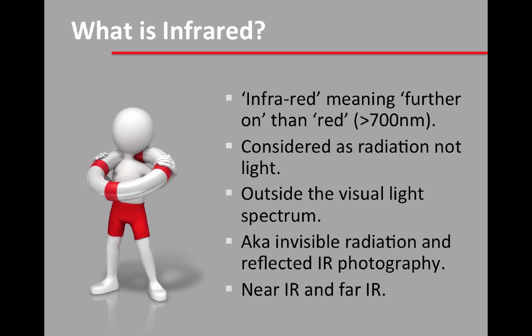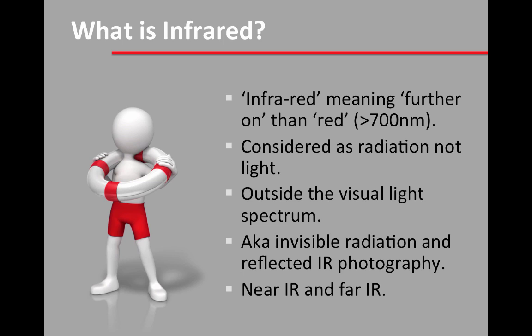This suggests a couple of things. Firstly, that we cannot see infrared because it's outside our human visual spectrum, but also that it's not a light, because the visual spectrum is what we consider white light or visible light. So because infrared is outside visible light, we can't really describe it as infrared light. It's referred to as infrared radiation.